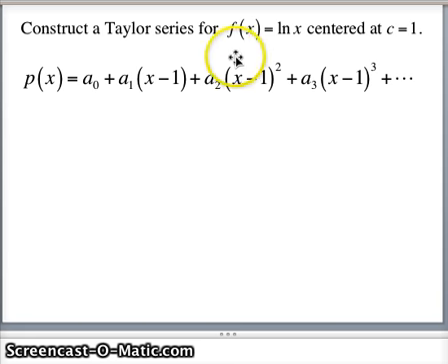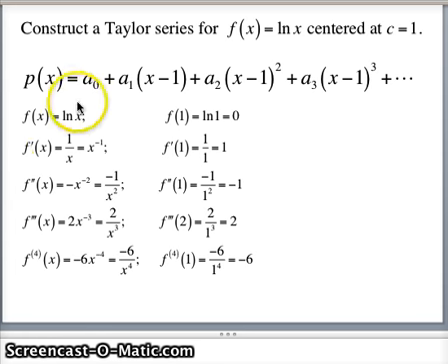So here's our example. We want to take a look at f of x equals natural log x, and we want to center it at c equals 1. So you'll notice I replaced all of the c's with 1. And if I plug 1 in, you'll notice everything disappears except the leading term. So in this case, p of 1 would just be a0.